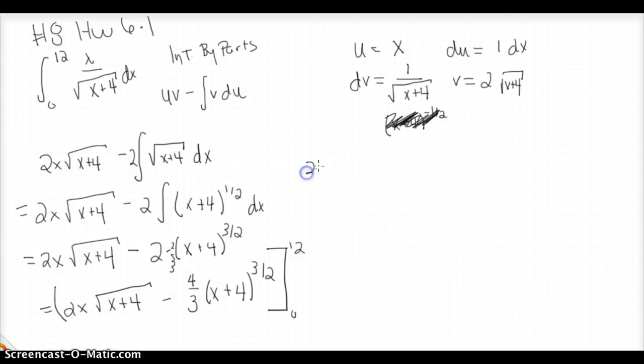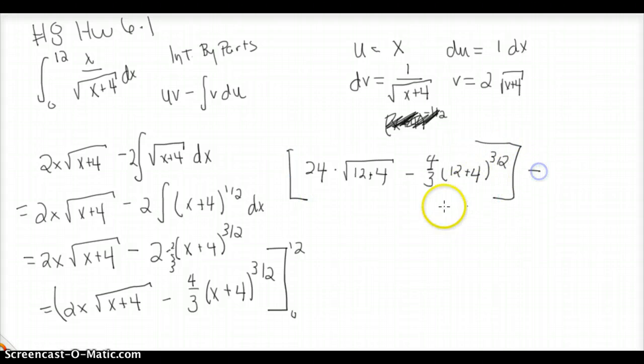So when we plug in, we get 24, right? 2 times 12 is 24, times the square root of 12 plus 4, minus 4/3 times 12 plus 4 raised to the 3/2. This whole quantity, minus, 2 times 0 is 0, so we get 0 on the left-hand side, minus 0 plus 4, which is 4, so 4/3 times 4 raised to the 3/2 power.